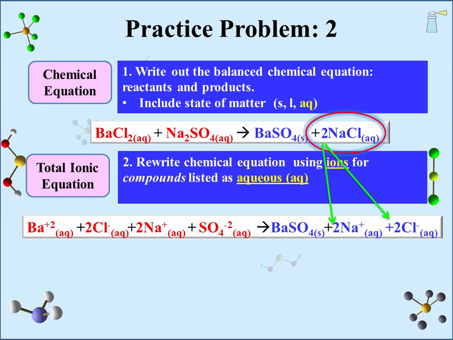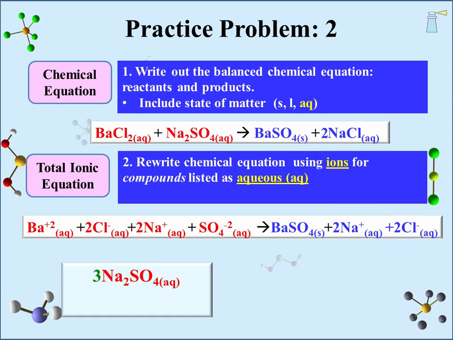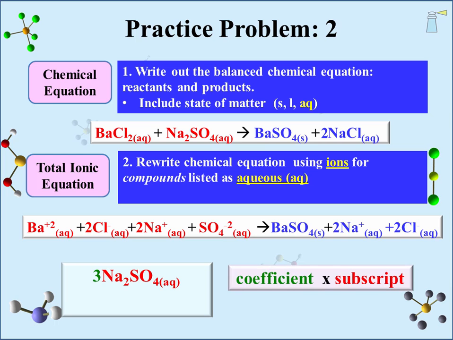To further clarify this statement, consider a situation in which the aqueous sodium sulfate had a coefficient of 3 in a balanced chemical equation. Not this equation, but a hypothetical reaction. In writing this compound as an ion in a total ionic equation, what coefficient would the sodium ion receive? There are 3 sodium sulfates, and each one has 2 sodium ions. The way to get the value is to take the coefficient of the compound, 3, multiply it by the subscript on the sodium. The correct coefficient for the sodium ion is 6.